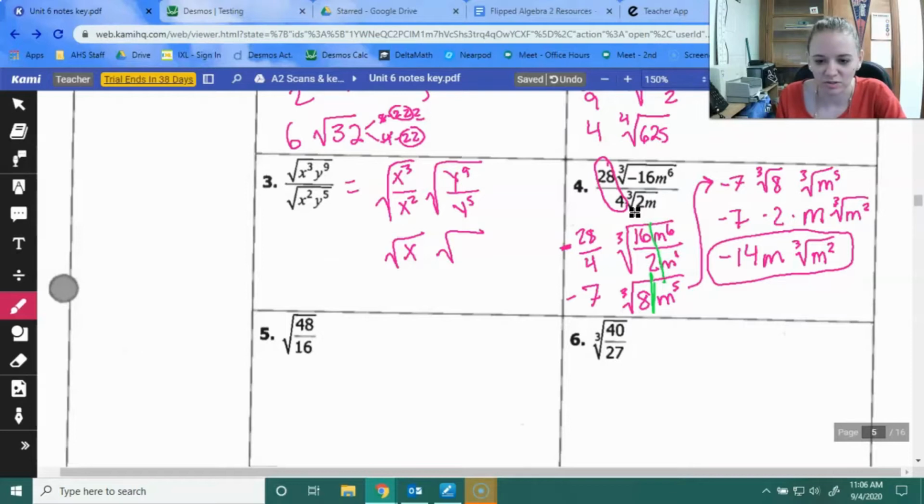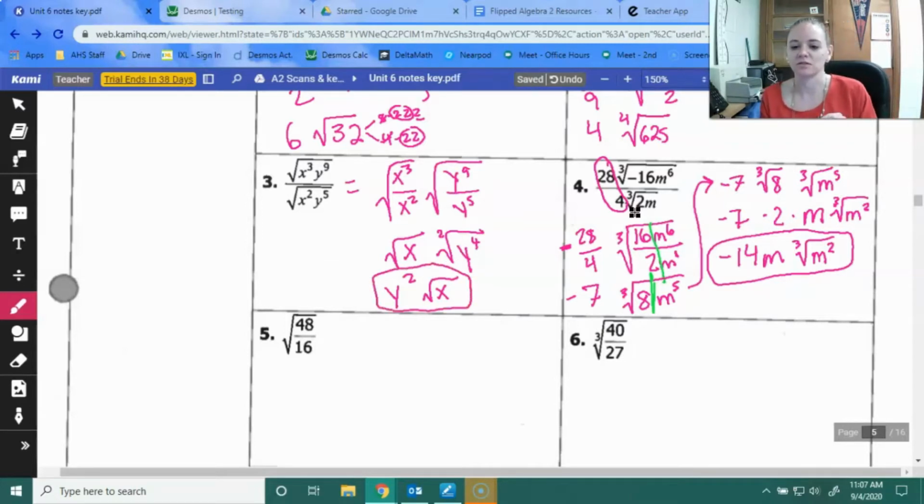Well, let's just finish it. Why not? It's like, we're almost done. Might as well just finish it, right? 9 minus 5 is 4. But since this is squared root, we can take out groups of 2. Okay? So how many groups of 2 can we take out? 2. And they'll be even. So we can take out 2 groups of y's. Then all of this goes away because there's no leftovers. And then you still have your radical x, and just tack that on at the end. So y squared radical x is the correct answer.